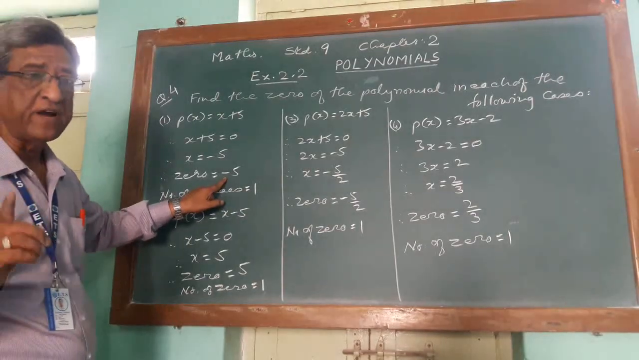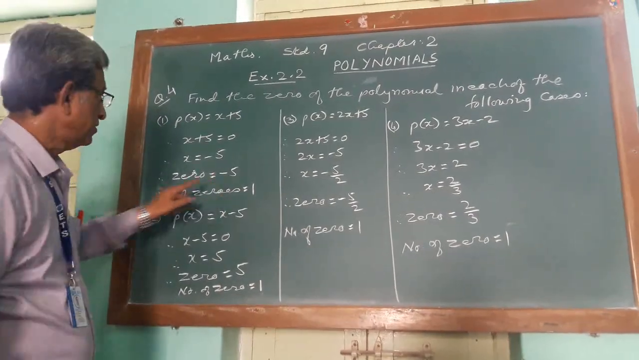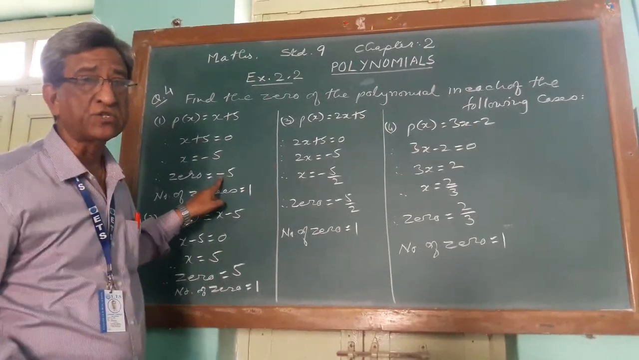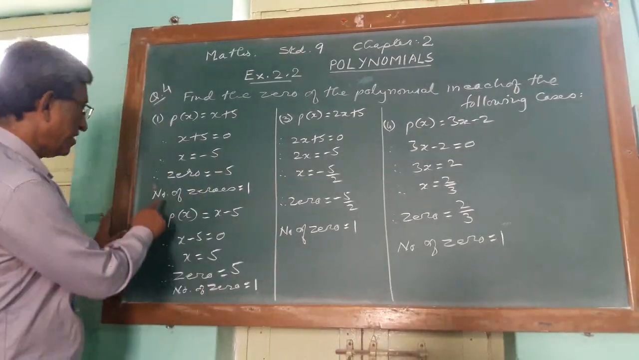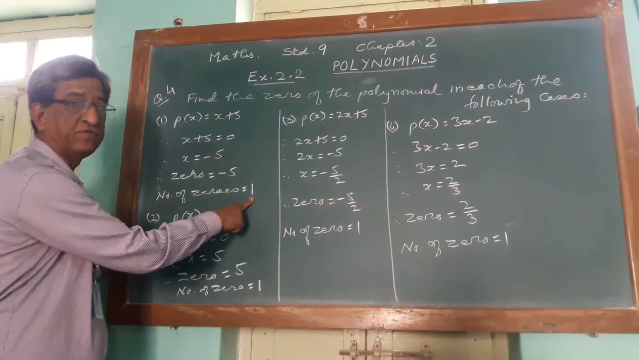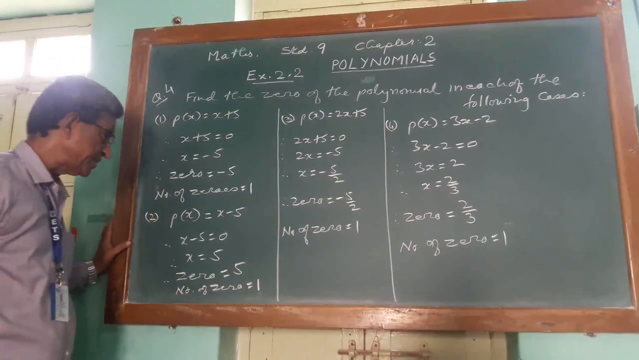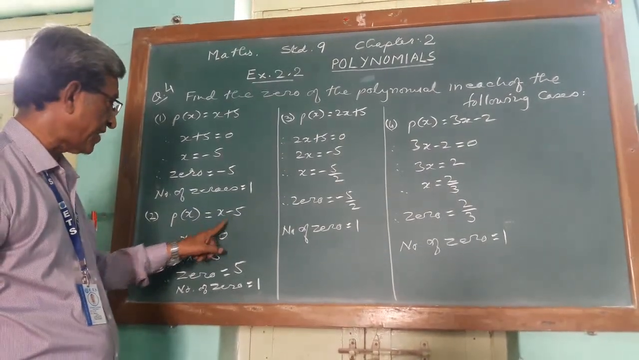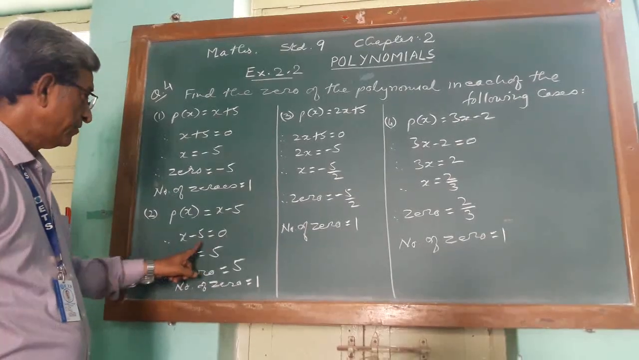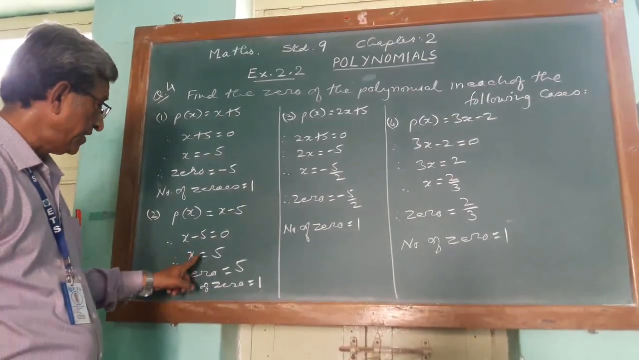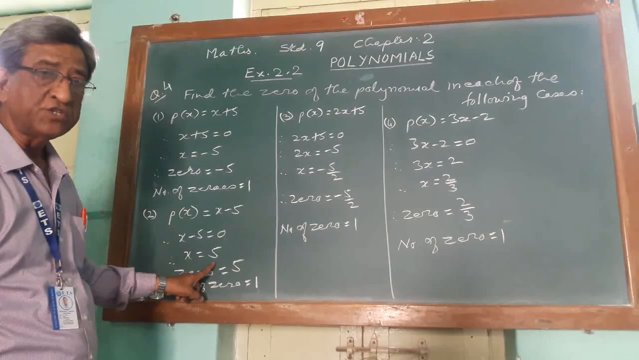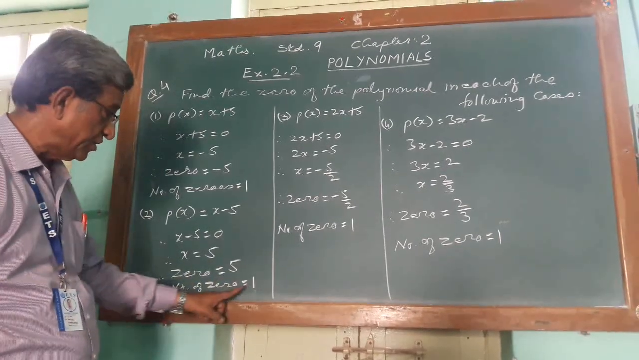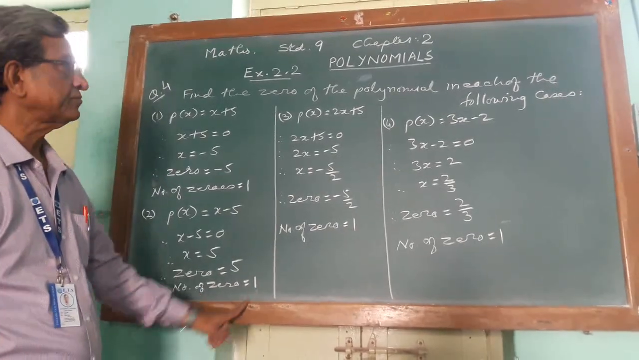And if you are asked to find number of zeros, the minus 5 is a 0. But number of zeros means how many zeros? So there is only one zero. So you have to write number of zeros equal to 1. Similarly, p(x) equal to x minus 5. Let x minus 5 equal to 0. Take 5 on the other side, you will get x equal to 5. So 0 of the given polynomial is 5, and again number of zeros is equal to 1.